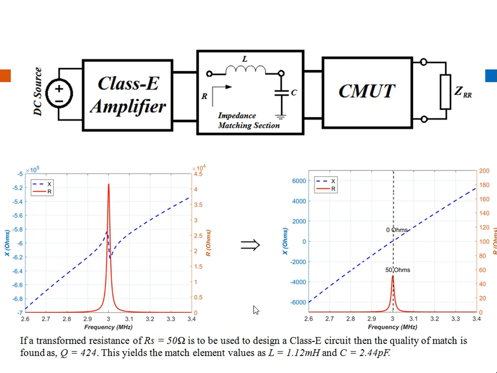So, for example, if you have to transform the CMUT impedance to a 50 ohm load, and then you have to use this 50 ohm load to design a Class E circuit, then the quality of match works out to be about 424. It's a high Q match. And this yields the match element values as 1.12 millihenries and the capacitance as 2.44 picofarads in this configuration. So what happens is that this 4 into 10 to the power 4 ohms, that is the radiation resistance, is transformed to a 50 ohm design load with no capacitive reactance. You see this is zero over here.